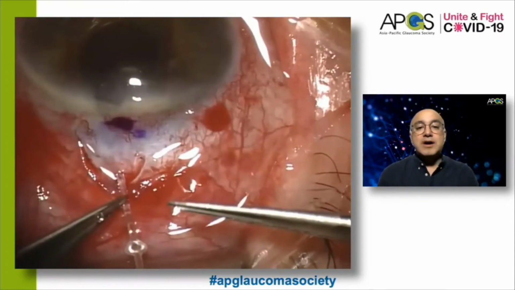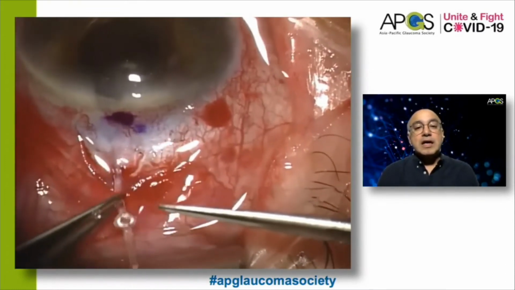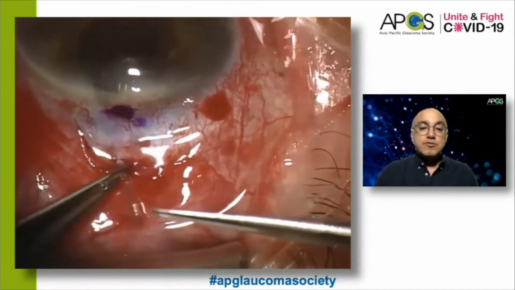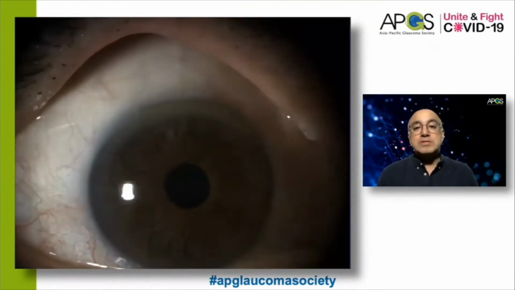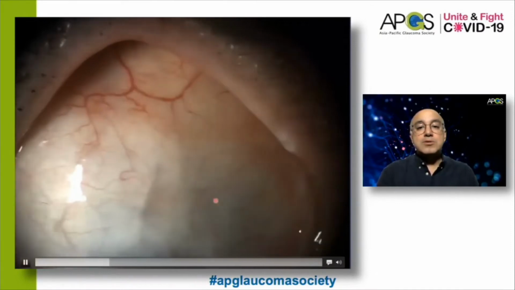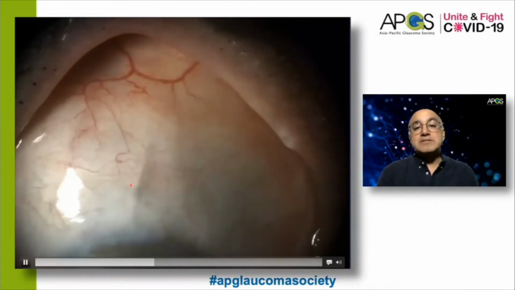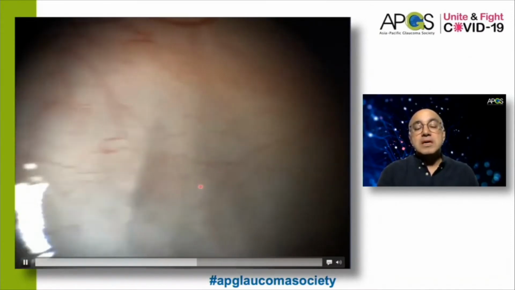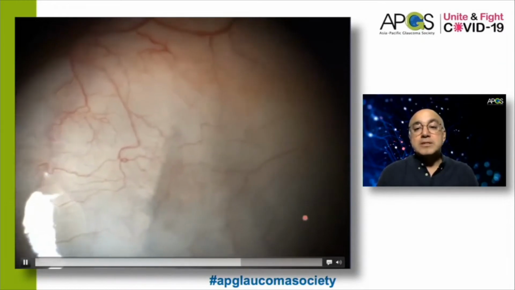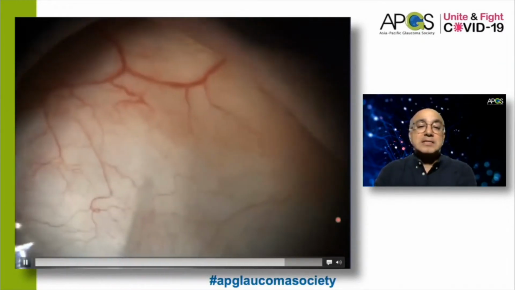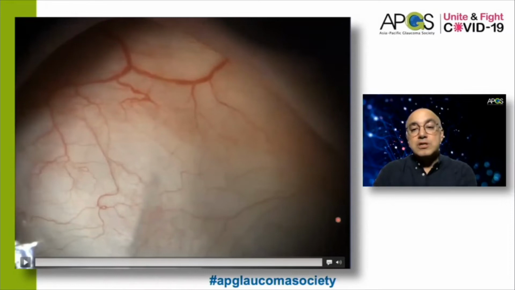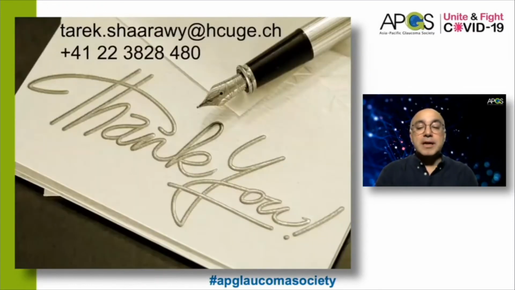True, devices like the PresserFlo can provide us with a different sort of bleb, what I call a hybrid bleb. So you can see here the implant, and you can see a bleb that is very far away from the limbus and that is not prominent at all. And I suspect that studies will show in the future that those blebs will be more comfortable than blebs that we see after trabeculectomy. With that, I thank you very much.